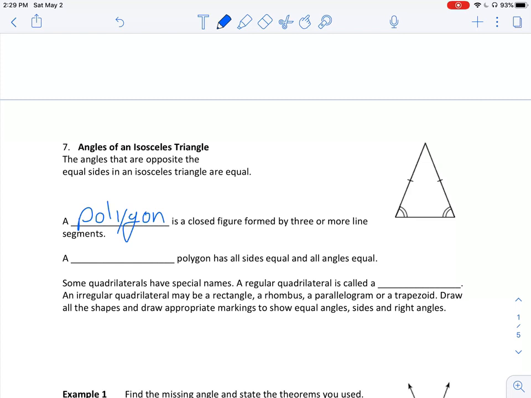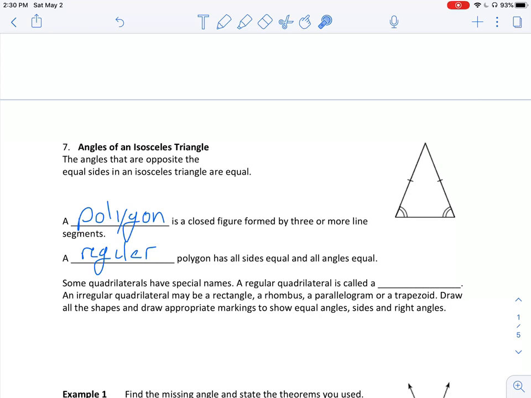So a polygon is a closed figure formed by three or more line segments. A regular polygon has all sides equal and all angles equal. So there's a distinct difference between the two. Polygon is just a closed figure by three or more sides, like basically any shape. A regular polygon has all sides equal and all angles equal.